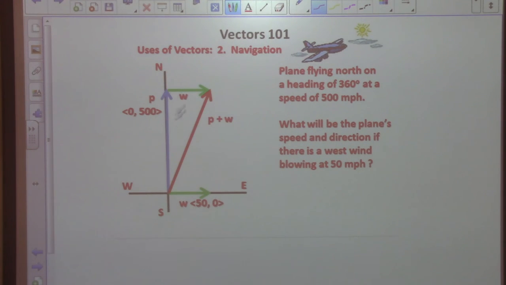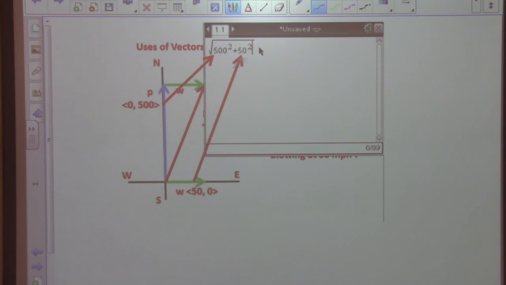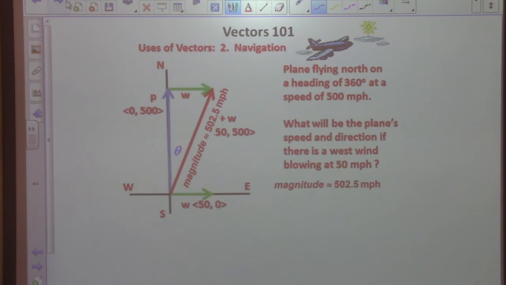P plus W, yes, the distance formula, exactly. So here we got P plus W, and the distance formula, which in this case is used by just putting two numbers in the calculator. And then the direction, how can we find the direction? Tangent. And by the way, this magnitude is about 502.5 miles per hour.